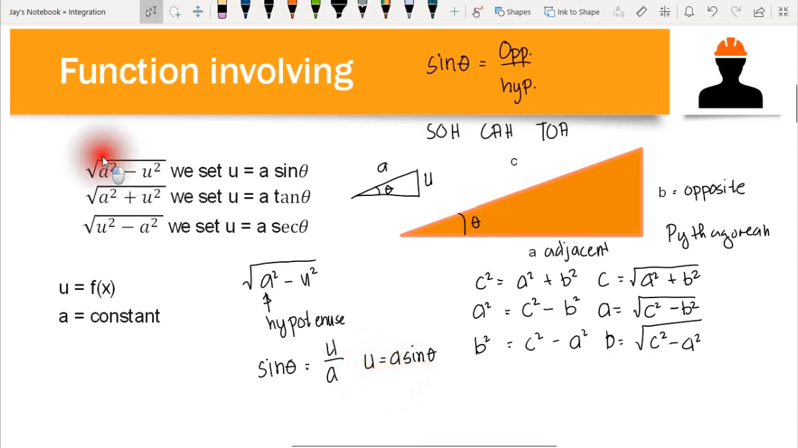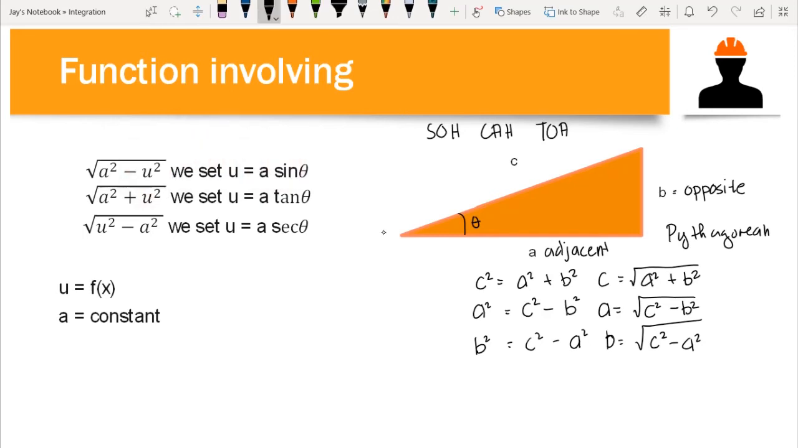So if we have the square root of a squared minus u squared, then we set u equal to a sine theta, and we substitute it into our function. What if we have the square root of a squared plus u squared? Again, we set u as any function of x, a is constant. We know that these two, a and u, are either opposite or adjacent.